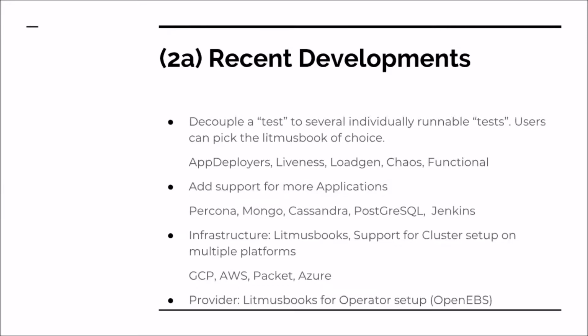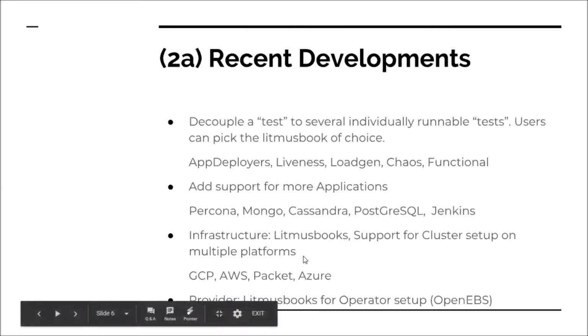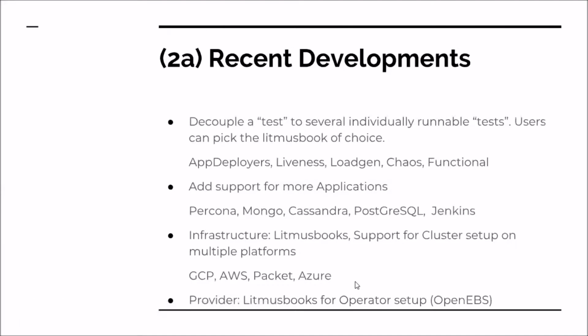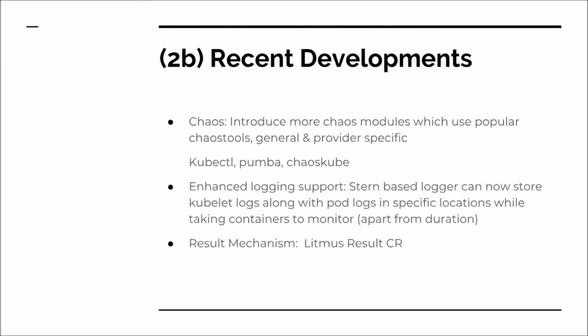There are now separate litmus books for installing the provider. So there are litmus books for both the operator as well as storage class deployments. And there are litmus books which are in progress for creating local PV as well. Whatever were Ansible playbooks earlier are now being converted into litmus books, litmus jobs.